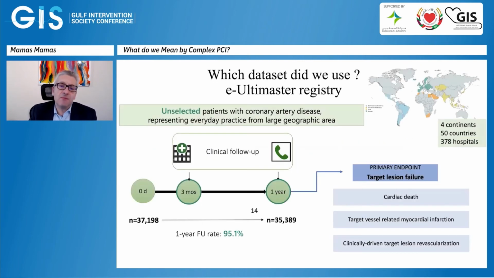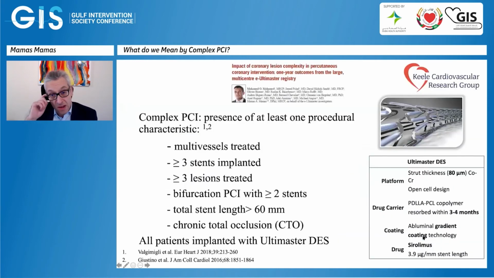And this is something that we studied using the Ultimaster registry, which is a large registry of over 35,000 patients with 1 year follow-up. And the primary endpoint was target lesion failure, which was a composite of cardiac death, target vessel-related myocardial infarction, and clinically driven target lesion revascularization. We published this in Your Intervention, and we defined complex PCI as per European Society of Cardiology guidelines that I covered earlier.